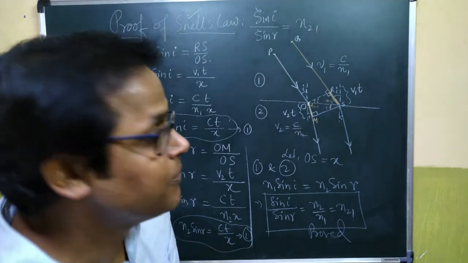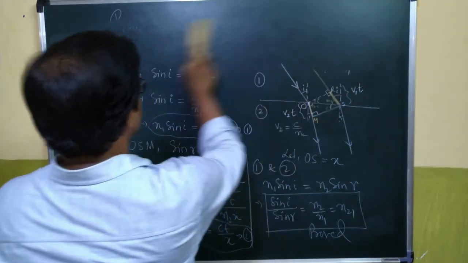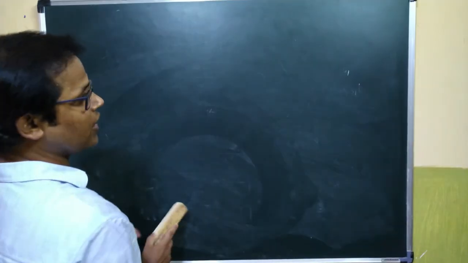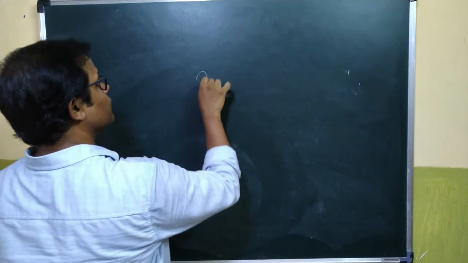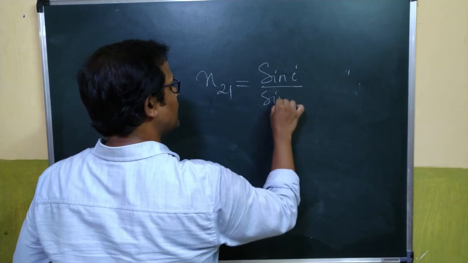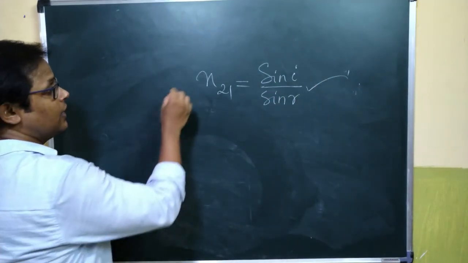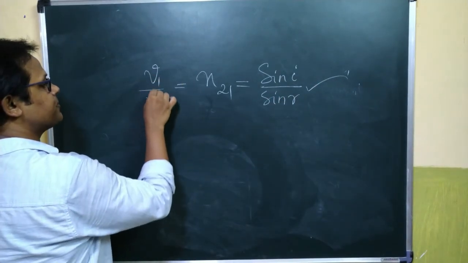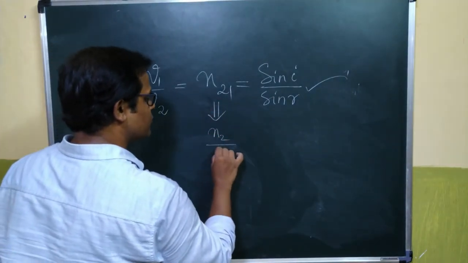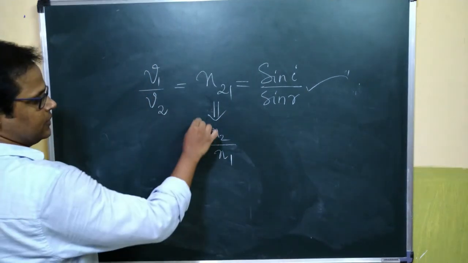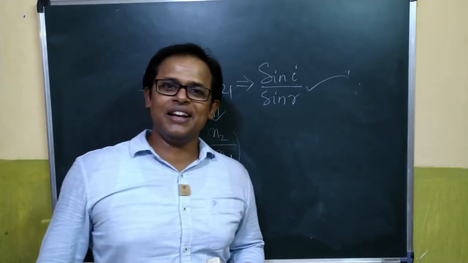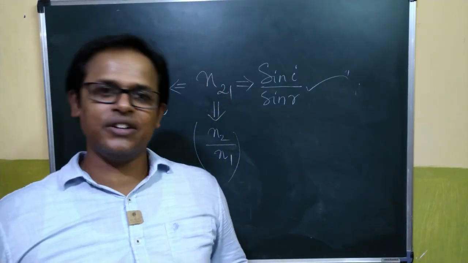Hope I'm very clear. So before ending today's class, let me just rewind quickly what we have learned so far and how many tools you have to solve N21. N21 can be solved as sine I by sine R in terms of angles. It could have been solved as speed of light in the first by speed of light in the second, or it could have also been solved as the ratio of absolute refractive index of second by the first. This is also right, this is also right, this is also right. Hope my dear students, I am very clear with the concept of Snell's law, the proof, the refractive index.